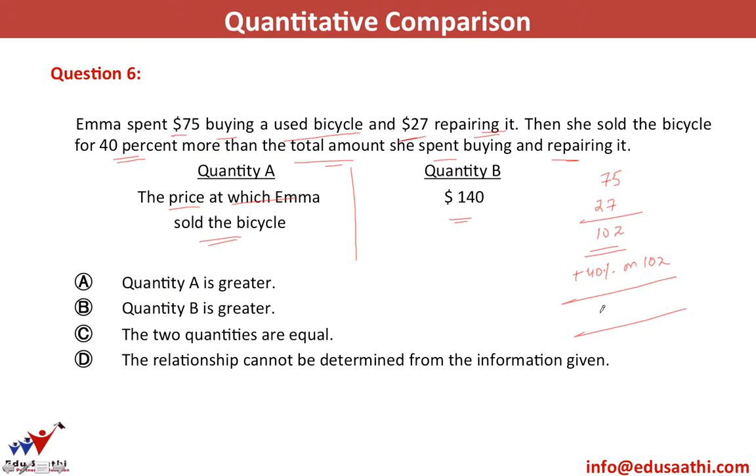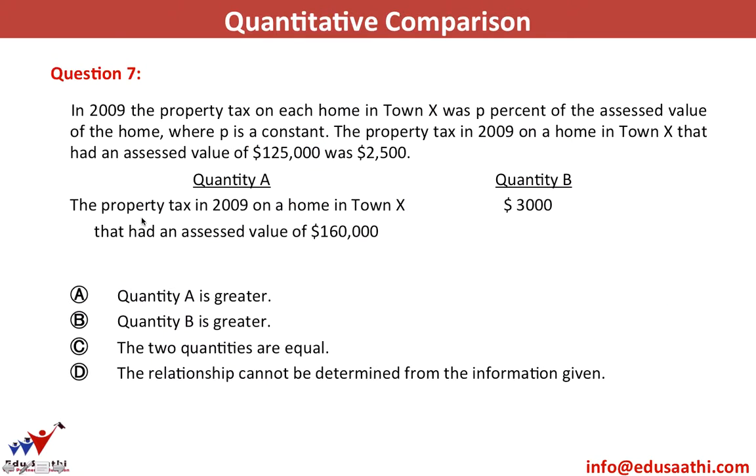Selling the thing at, which is coming out to be 142.8. You can always use a calculator since it is available to you. So if I now compare quantity A with quantity B, I would get quantity A is greater than quantity B. I hope you're getting the questions.